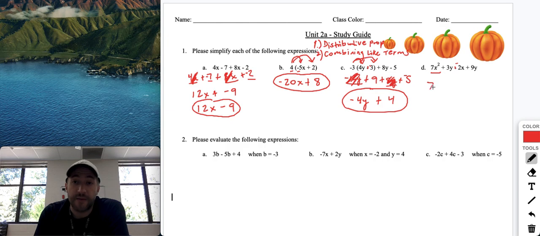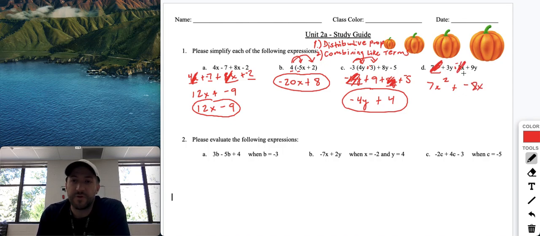So I'm going to keep 7x squared because it actually has no like terms. I'll mark it out because I'm done with it. Let's see, negative 2x, it doesn't have any like terms either. There's no other term with just an x in it. So I'm going to keep that the same, plus negative 2x. That's a negative 2.